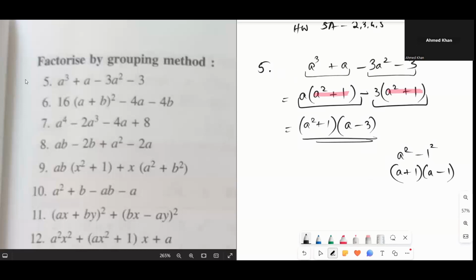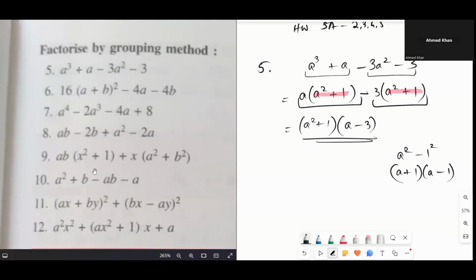Got it? So all these questions like this, you'll have to factorize by grouping. There will be at least 4 terms. From the 4 terms, you might have to group them 2, 2. Sometimes there might be 5 terms. From the 5 terms, you might have to group them 2 and 3, something like that, or however you're able to factorize it. Okay, is this clear?